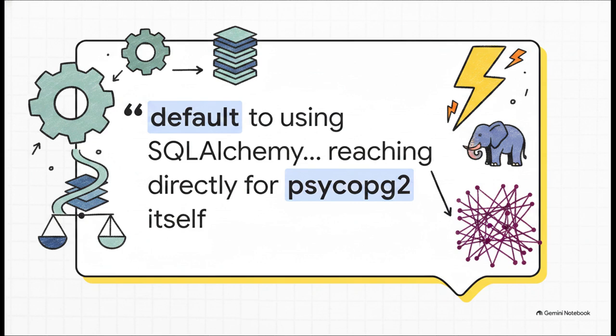But reach directly for psycopg2 when you genuinely need fine-grained control. Imagine you have a highly optimized, massively complex analytical query using advanced Postgres-specific features that your ORM just doesn't support. That is exactly when dropping down to psycopg2 gives you that raw performance by stripping away the ORM overhead.